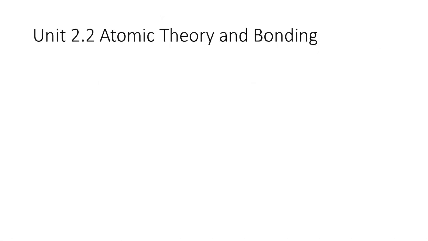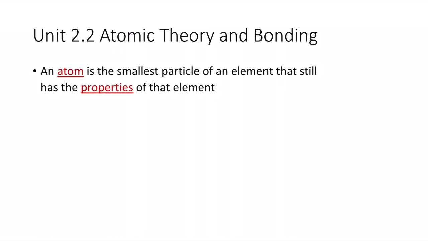Okay, so atomic theory and bonding. An atom is the smallest particle of an element that still has properties of that element. So what that means is that you can take oxygen, for example, and talk about the properties, i.e. things like melting point, boiling point, color. And so one single atom of that oxygen is the smallest thing that will have those properties of oxygen that you know of.